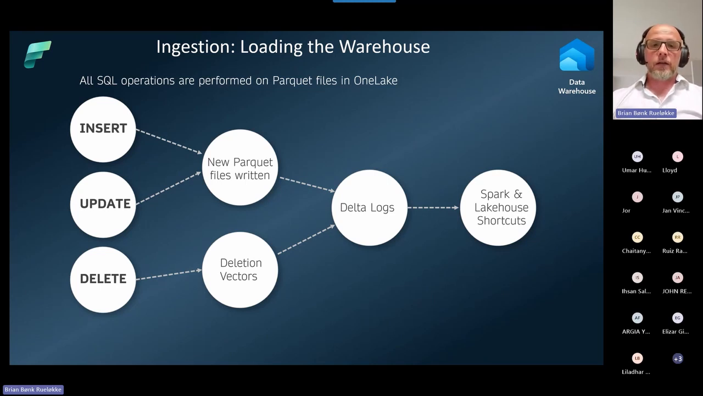The deletion vectors are there until you do a vacuum or a cleanup of your Parquet files. Then the deletion vector will be gone, and new Parquet files will be handled inside the OneLake. And then those Delta logs, when they are complete and done, you can do lakehouse shortcuts from the warehouse to the lakehouse without moving the data. You can just do a shortcut to the lakehouse, and then you can use the warehouse data in the lakehouse.